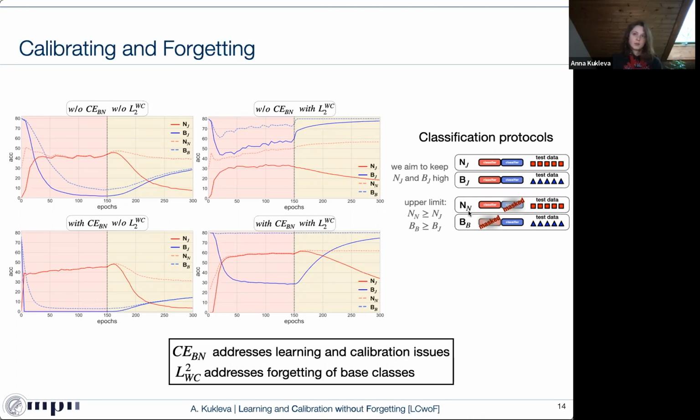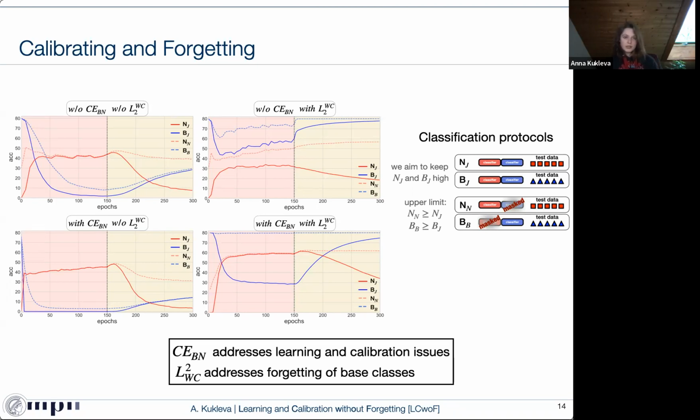NN means that we take into account only the novel classifier, only 5 outputs, specifically for novel classes, and it means that it's the accuracy like for the general and standard few-shot case when we test only on novel classes. And BB means that we test only the base classifier, only on base classes. So let's look at the plots. First of all, the first one.